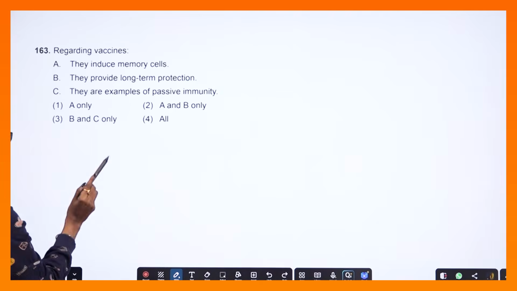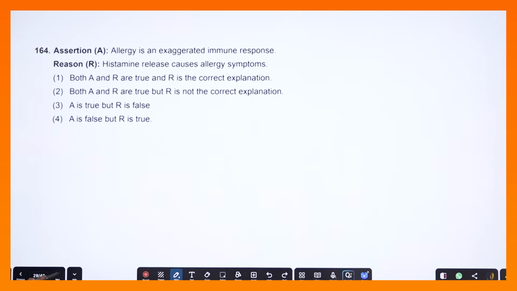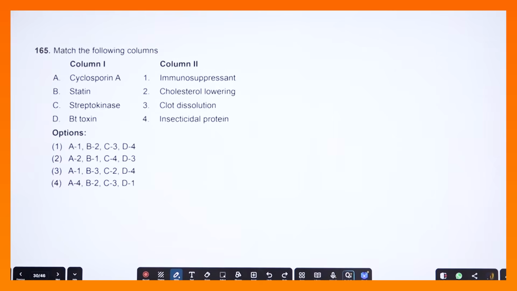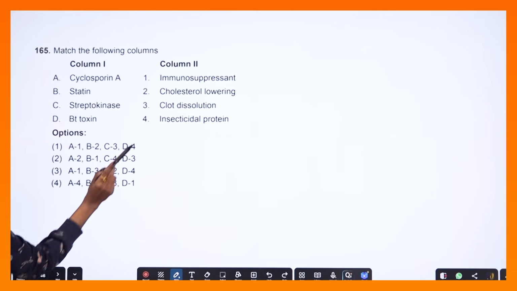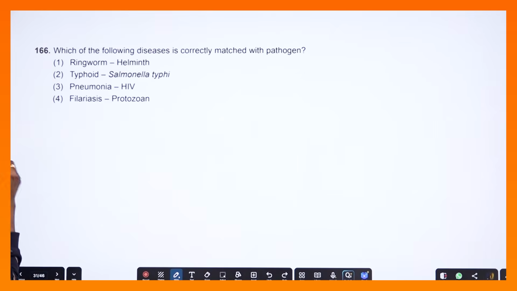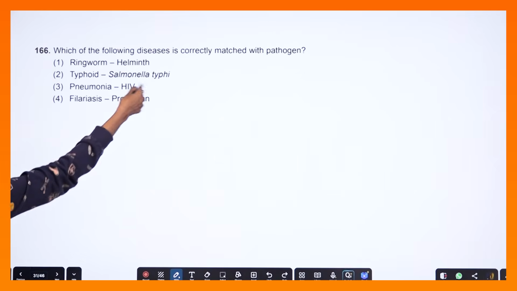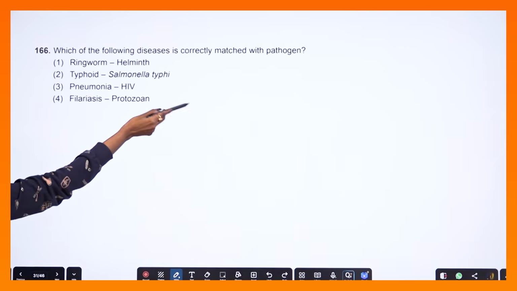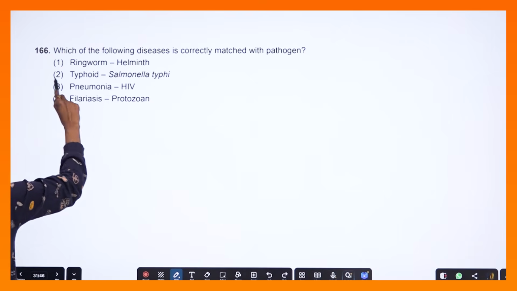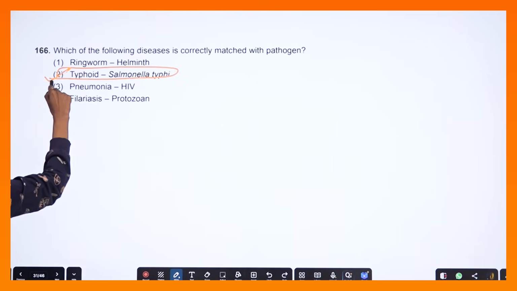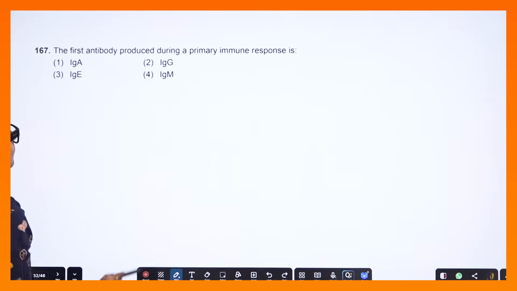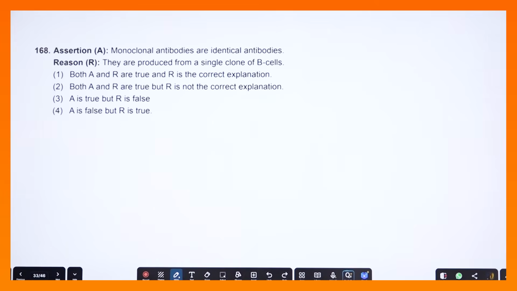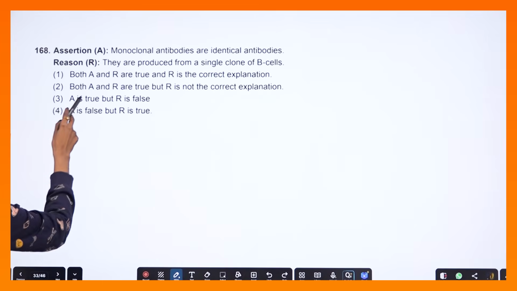Okay, this is easy. I'm not doing the vaccine question again for you. Okay, this is allergy. Just now we have done. Again, what kind of product is produced? Cyclosporin A we have been doing continuously. Which is correctly matched? They are asking correctly matched. So typhoid, Salmonella typhi. Bacterial disease, right? Okay. During primary immune response, I'm not doing this. Just now we have done one, match the following.